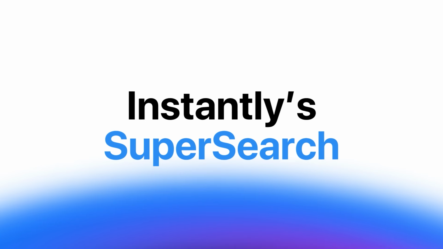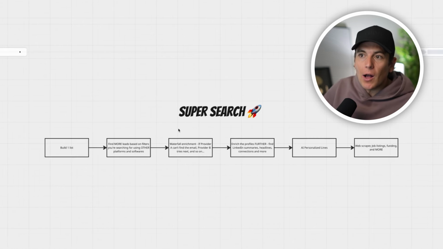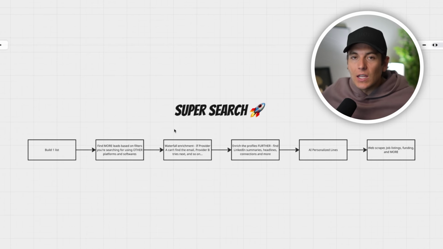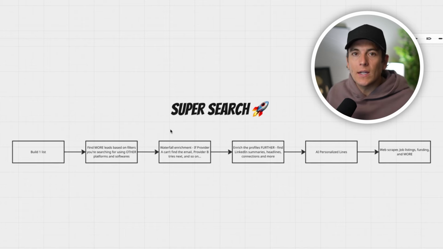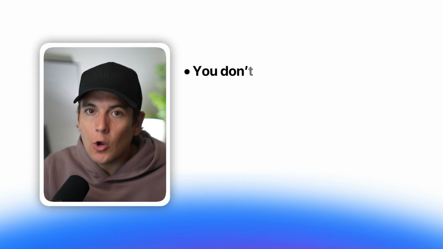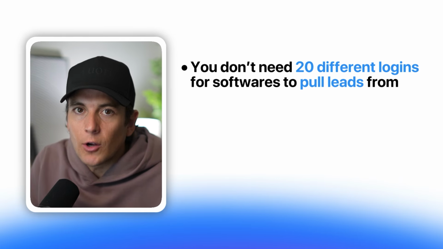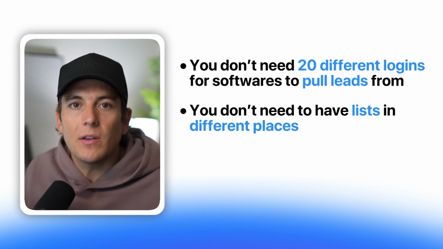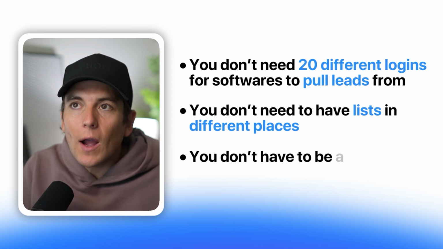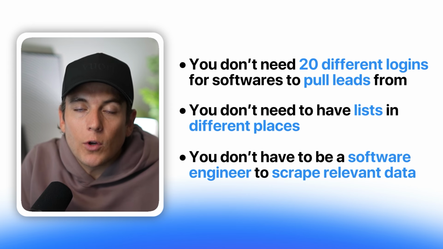That's why we're pumped to announce Instantly's newest feature, Super Search. The beauty about this is it takes everything that we had to do in the past and it blends it all in one simple database, meaning you don't have to have 20 different logins for 20 different softwares to pull leads from. You don't have to have lists in different places. Again, just a recipe for you being disorganized. And you don't have to be a software engineer to actually scrape relevant data for your addressable market.